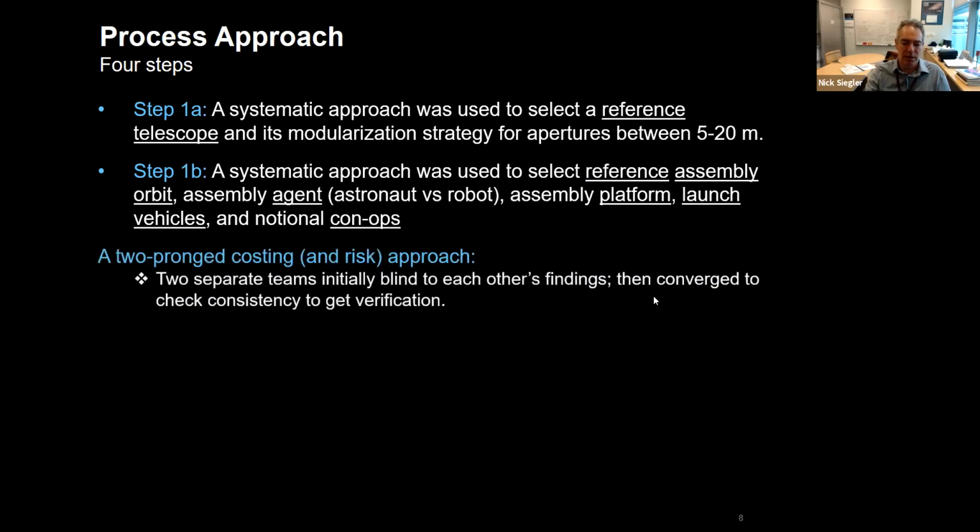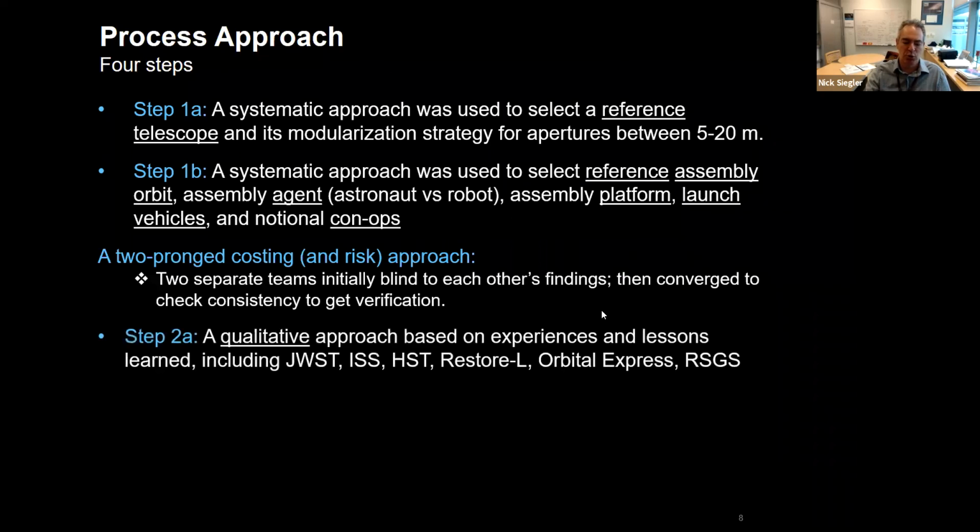But the real meat of the study is this 2-pronged costing and risk approach. So we split our membership up into 2 teams. So step 3, which we call 2A, was a qualitative approach to understanding what the costs and risks are. This is an opportunity for us to engage some of the exceptionally talented engineers who have worked on Webb, the ISS, which is the poster child, right, for in-space assembly, Hubble, the poster child for servicing, and some other missions that have or are being planned for in space.